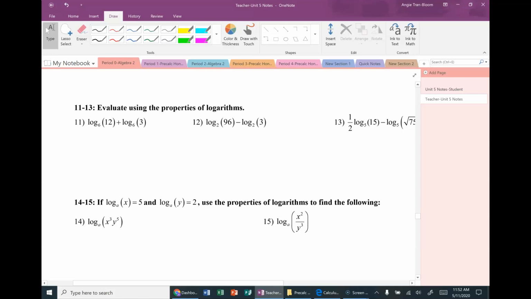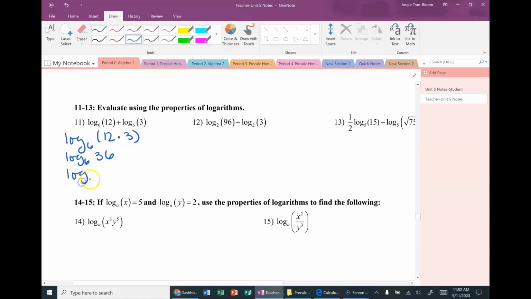So we have log base 6 of 12 plus log base 6 of 3. You can have a calculator, so our first step is to see it's addition. So what you want to do is rewrite it as a multiplication. That will give me log base 6 of 12 times 3, which is going to be 36.